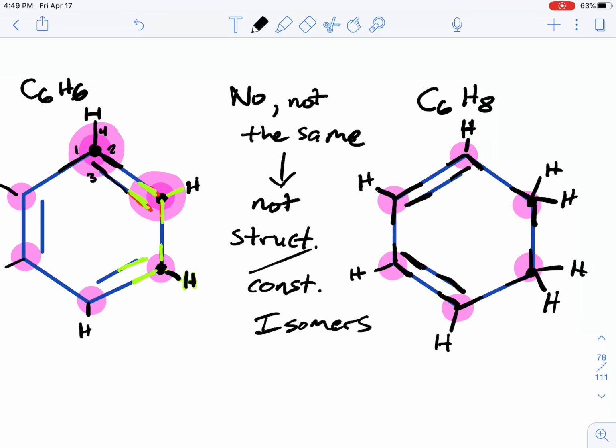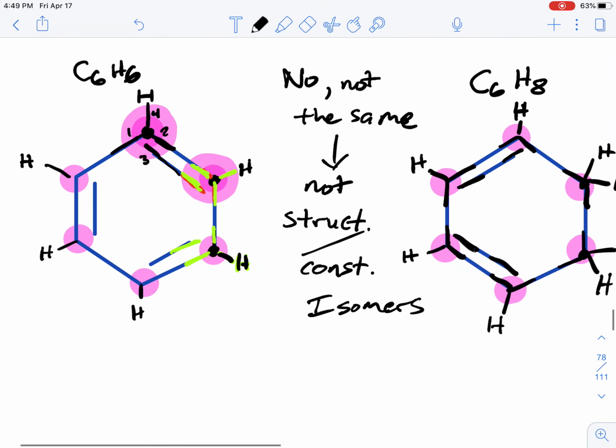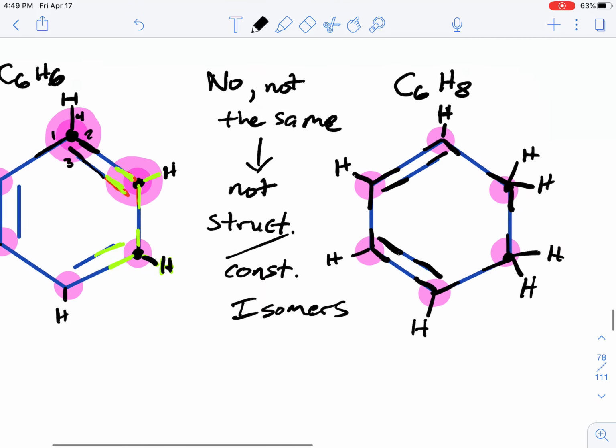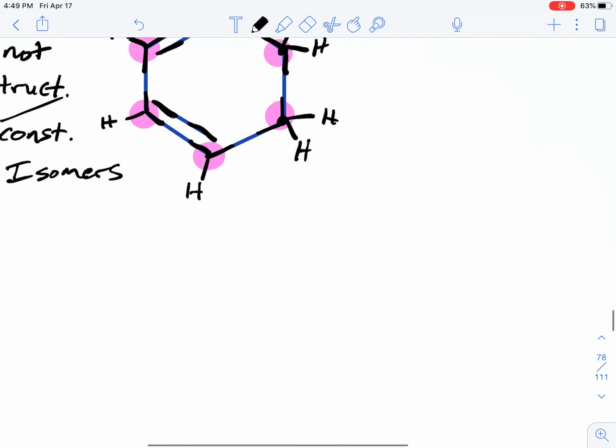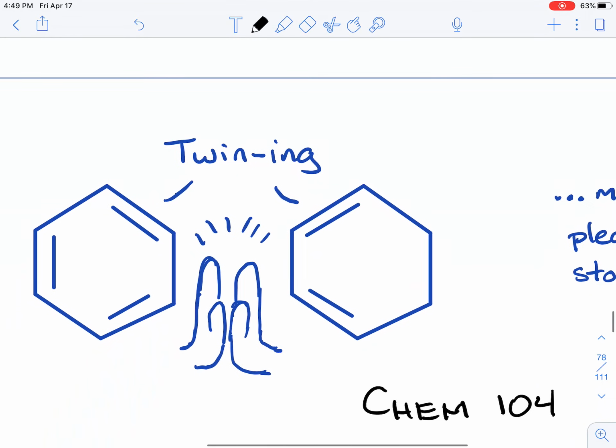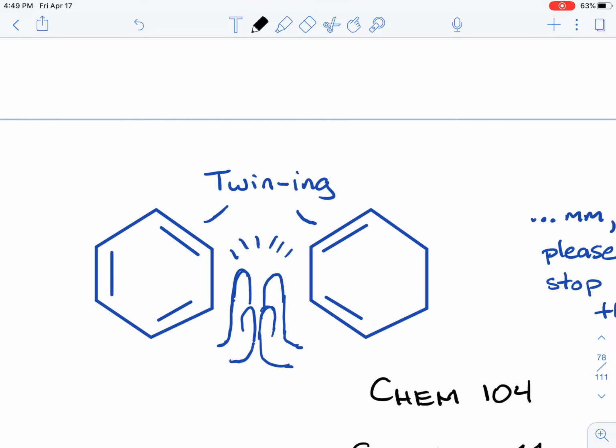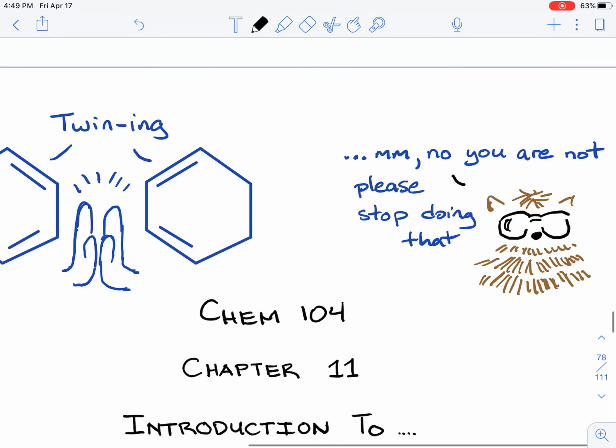And so hopefully that demonstrates how to go from a skeletal structure to counting the number of hydrogens to determine its chemical formula. And also, hopefully you guys understand this joke.